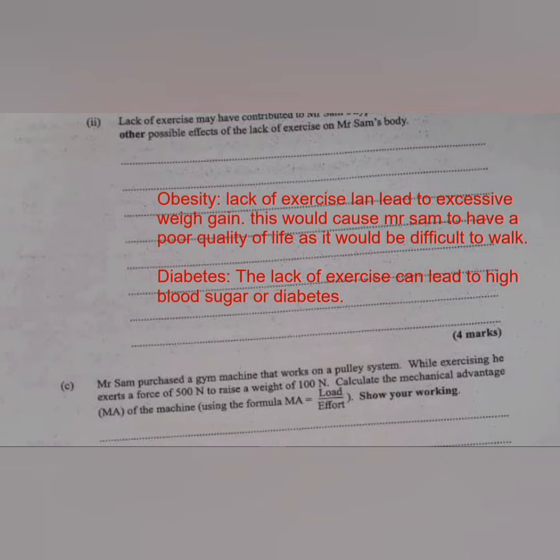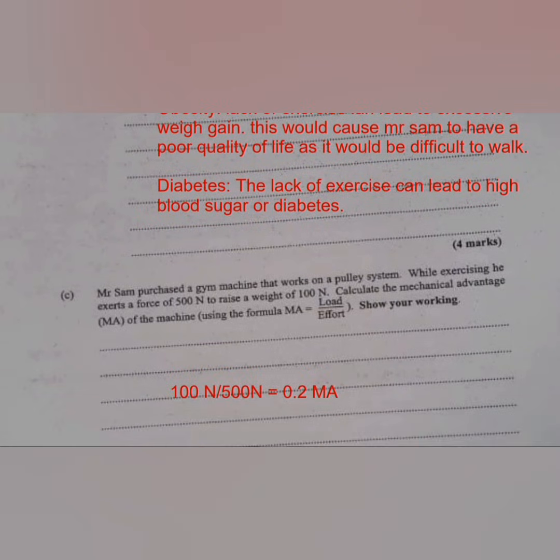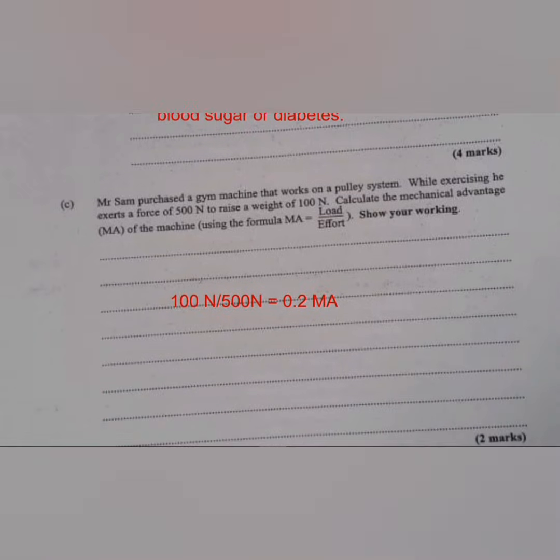For this one, the weight of 100 newtons is the load and 500 newtons is the effort he's using to raise that load or that weight, and the answer would be 100 N divided by 500 N, which would give you 0.2 as your mechanical advantage.